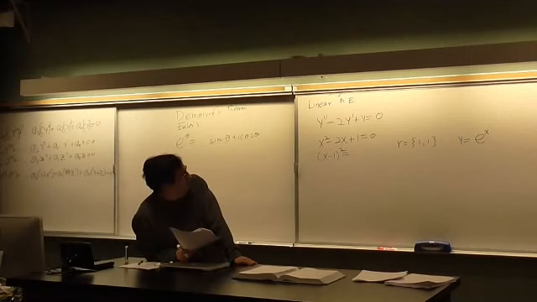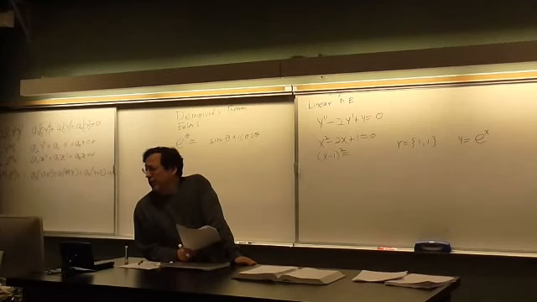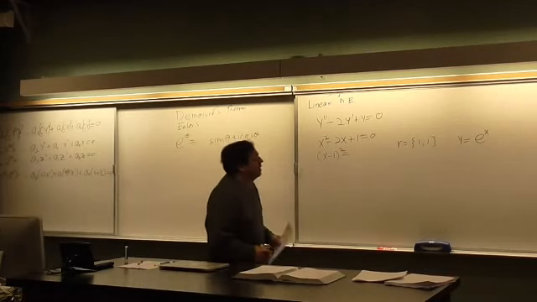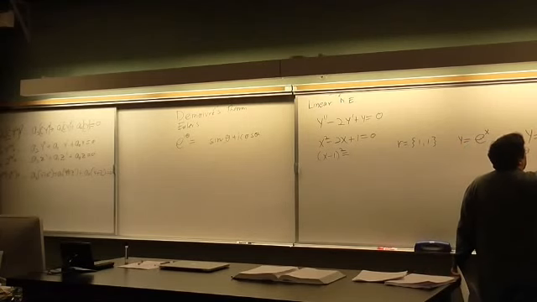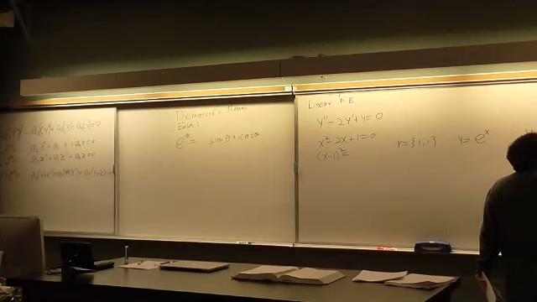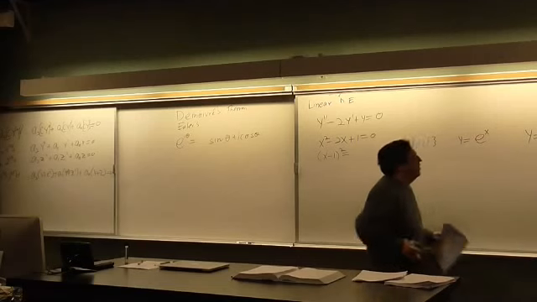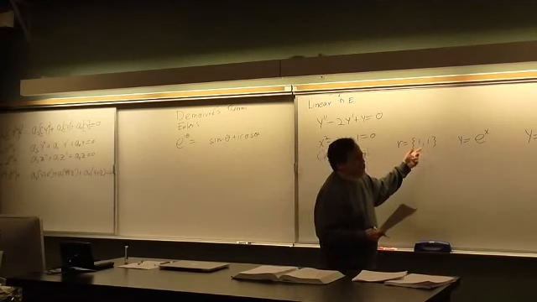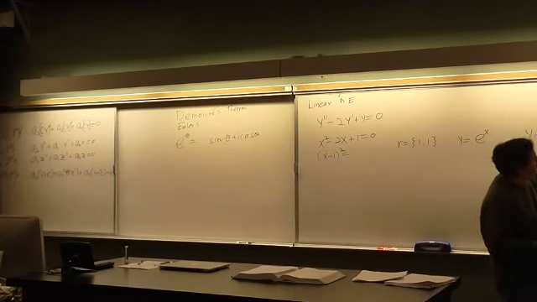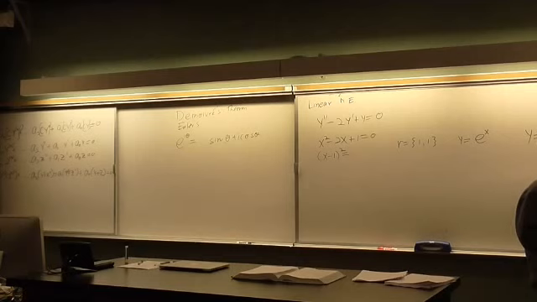Am I just stuck, or is there more? Well, it turns out that when you have a duplicate root, there is more. In this case, the general solution will be a e to the x plus b times x e to the x. And if the root was duplicated 3 times, I'd have another term, c x squared e to the x.